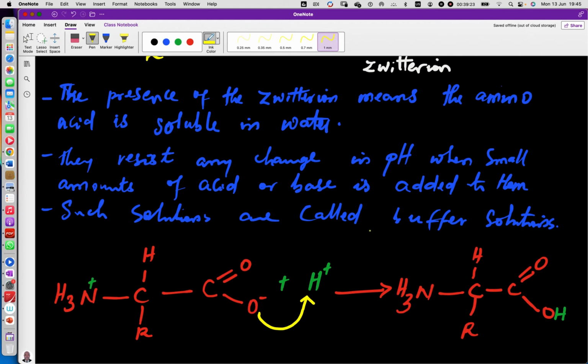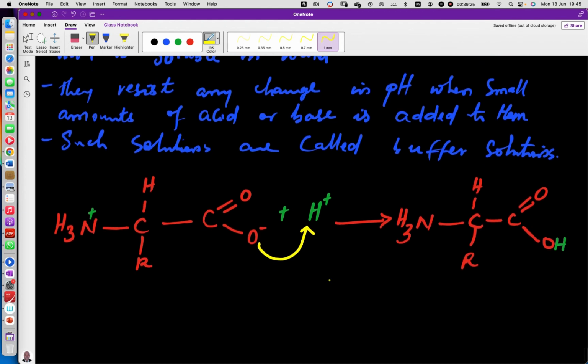How is this zwitter ion acting as a buffer solution? See how it acts. I said if the pH of the solution is lowered, it means that it is acidic. So if the pH of the solution is lowered by adding what? By adding a proton there, by adding an acid. This is the acid. The carboxylate part of the zwitter ion, this is the zwitter ion. The whole of this molecule here is a zwitter ion. So the carboxylate part of it, this is it.